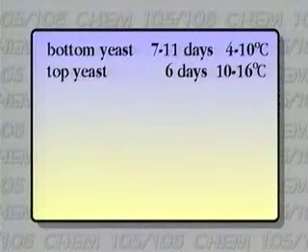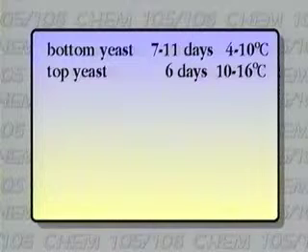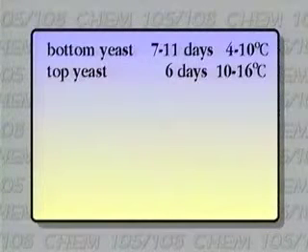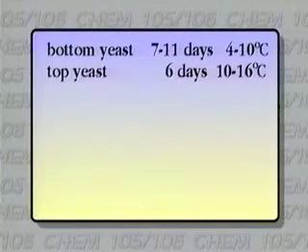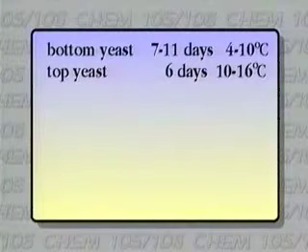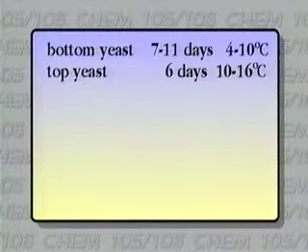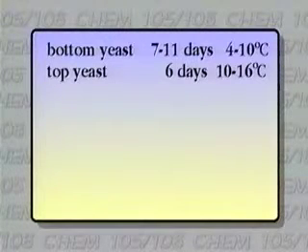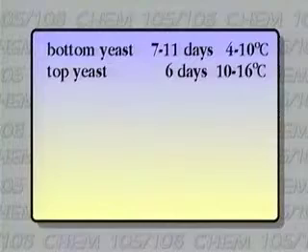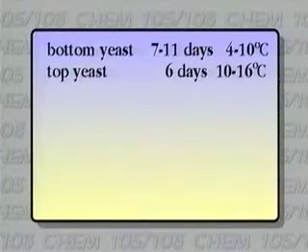If one is using a bottom yeast, the fermentation process is slower. It takes 7 to 11 days before you finally reach the alcohol level that kills the yeast and it settles. And it is done at a lower temperature, 4 to 10 degrees. Most chemical reactions, as we'll talk about in a later chapter, are affected by temperature. Usually reactions speed up as we increase the temperature.